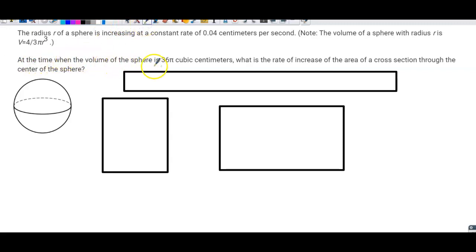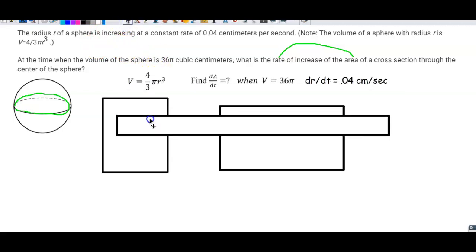At the time when the volume of the sphere is 36 pi cubic centimeters, what is the rate of increase of area? So there it is, keywords, area rate. What is the area rate of a cross-section through the center of the sphere? Now that cross-section means simply I'm going to slice this circle through the center, and the area of a circle is pi r squared. So let's see what I have in my box of knowledge.